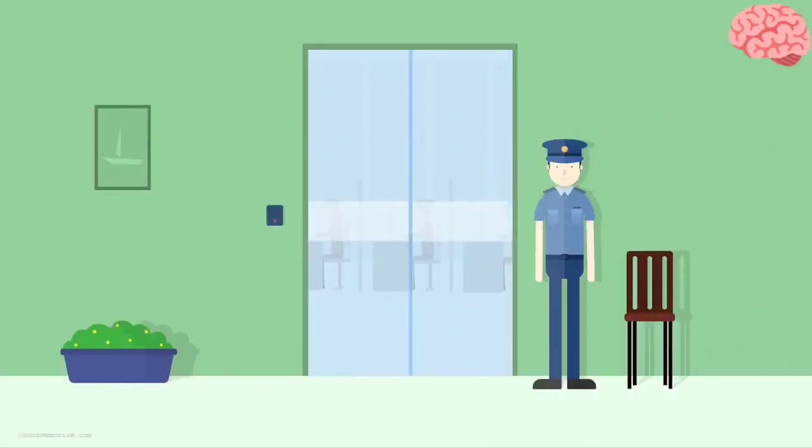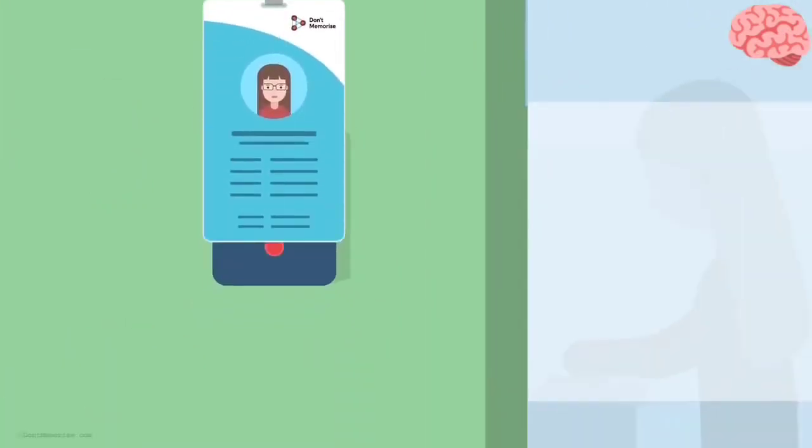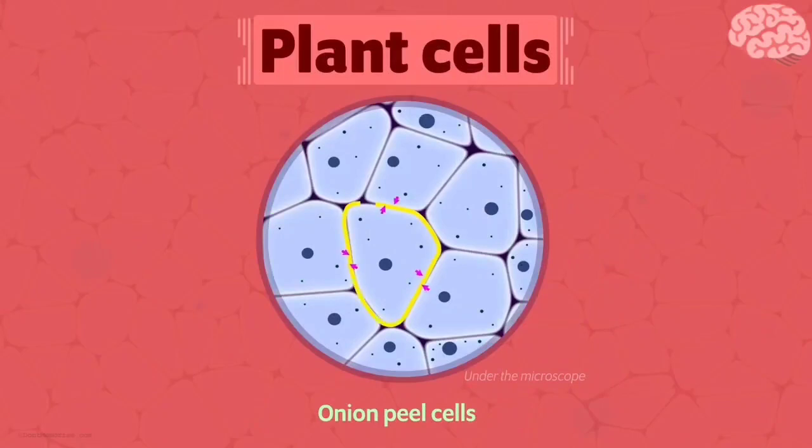Just like a guard standing at the office door who allows only members with the identity card to enter and exit, the plasma membrane also allows only specific material to move across. We will look at this in detail in our upcoming video. This was just to understand how the plasma membrane is selectively permeable. Now let's move ahead to know about the cell wall.